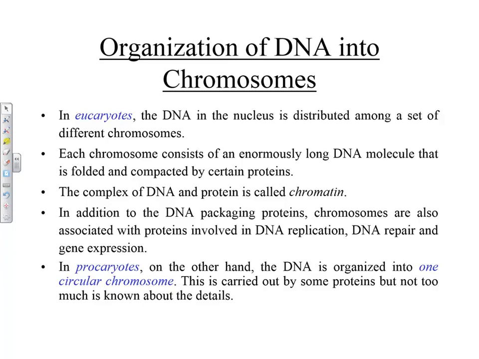In fact, Professor Vaidyanathan, who's a professor of signal processing at Caltech, was saying that I don't know what the size is on the CD, but this is more than that, so the level of compaction is huge. Now, in the case of prokaryotes or bacteria, the DNA is organized into one circular chromosome. The genome is a lot smaller, and this is carried out by some proteins, but not too much is known about the details.